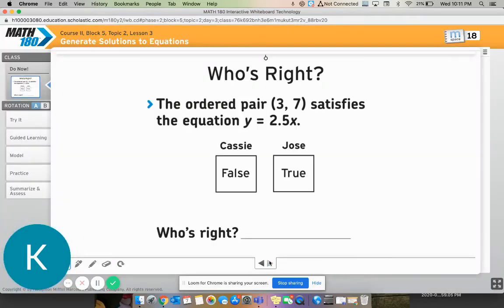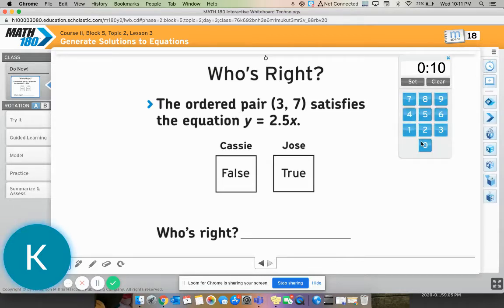So the question says, who is right? The ordered pair 3, 7 satisfies the equation y equals 2.5x. Is Cassie correct by saying that it is false, or is Jose correct by saying that it is true? I'm going to go ahead and give you about a minute to decide. Oh, not 10 minutes. Sorry. Let's do 45 seconds, actually. You can decide quick on this one. 45 seconds and we'll chat.